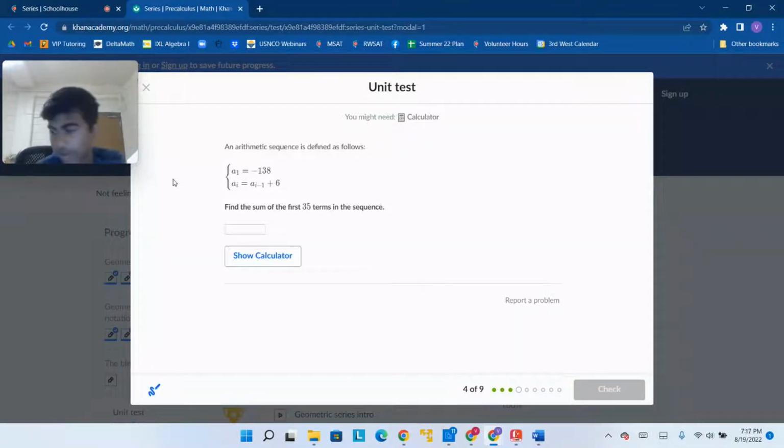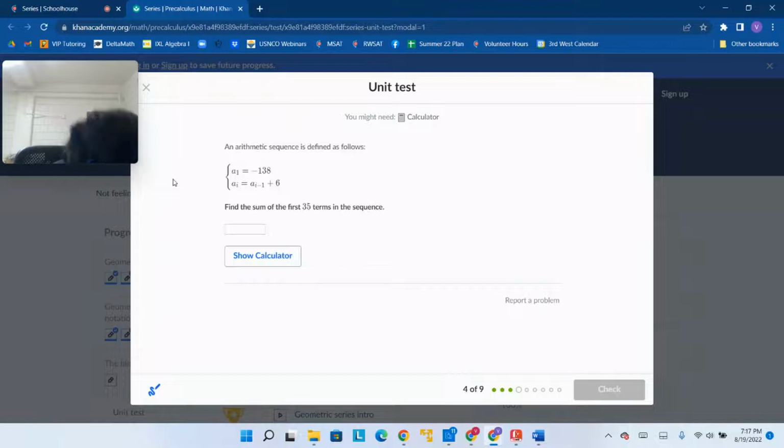So for the 35th term, pull out your calculator. The 35th term is 6 times 35 minus 144. It's going to be 66. So we started at negative 138, and we're going to 66.